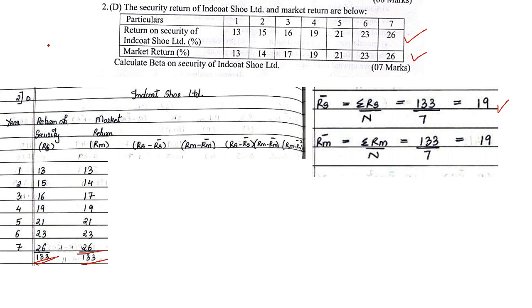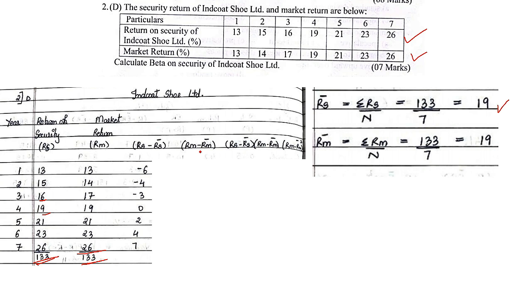So the next column we need to find is RS minus RS bar. So all the values of security return RS minus 19. So 13 minus 19, 15 minus 19, 16 minus 19, 19 minus 19, and so on. We get the values as negative 6, negative 4, negative 3, 0, 2, 4, and 7.